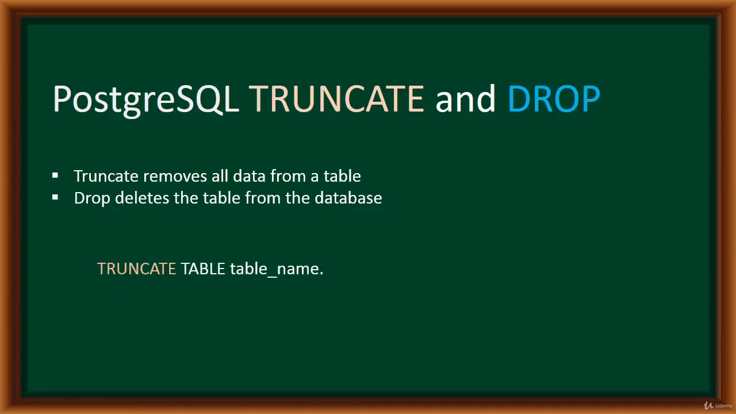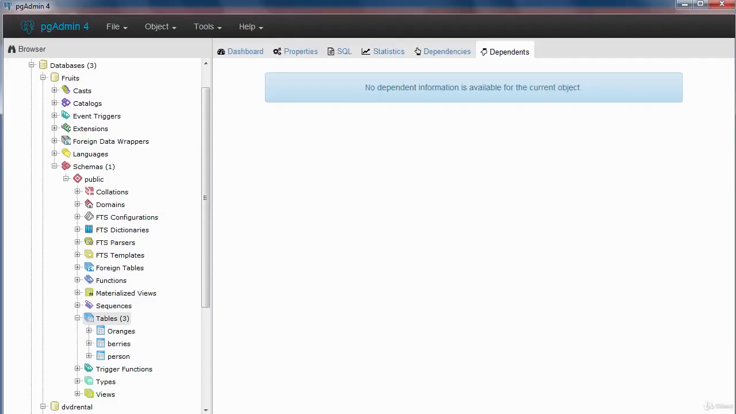So the syntax you will write to truncate a table will be this. You start with the word truncate, followed by the word table, and then the name of the table. If you were to drop a table, you start with the word drop, followed by the word table, and then the table name. Let's see how this works.